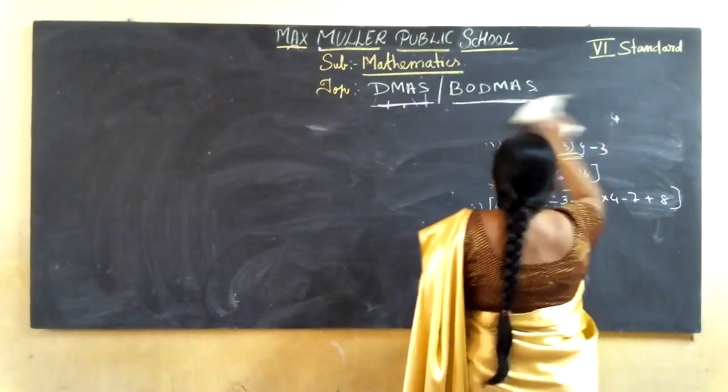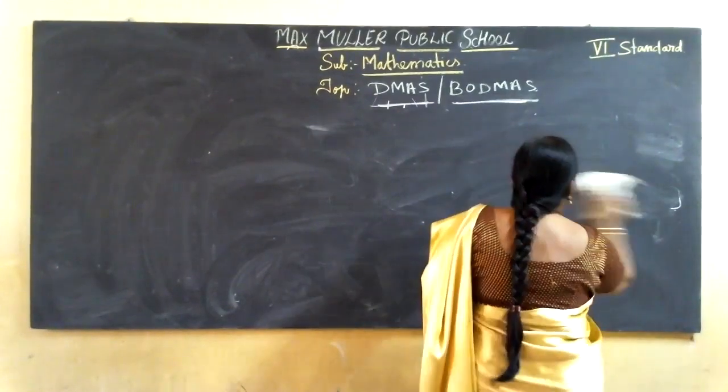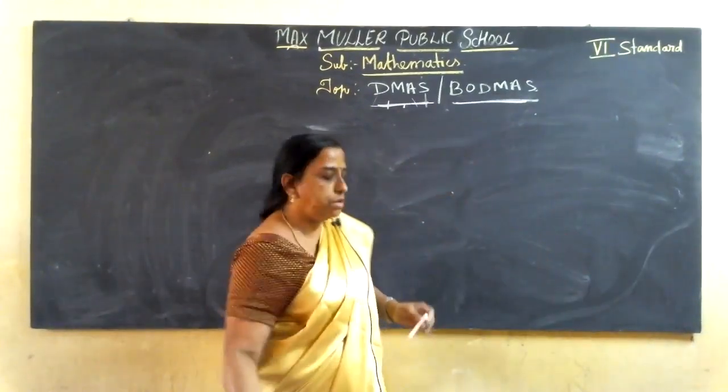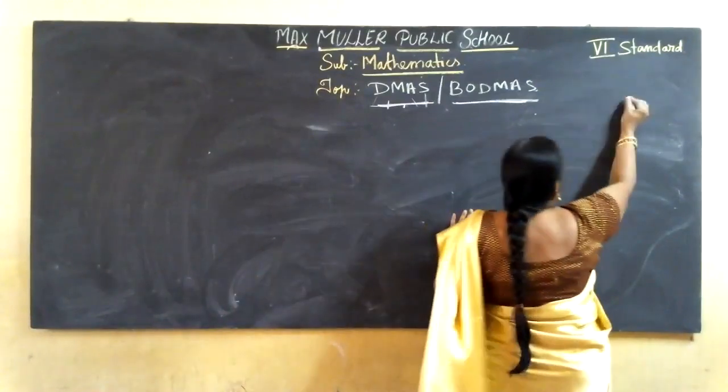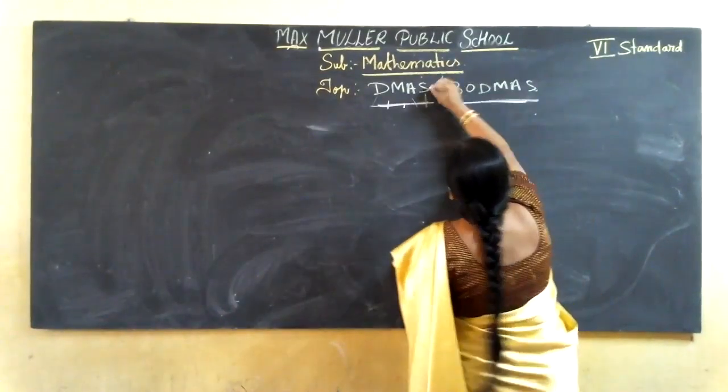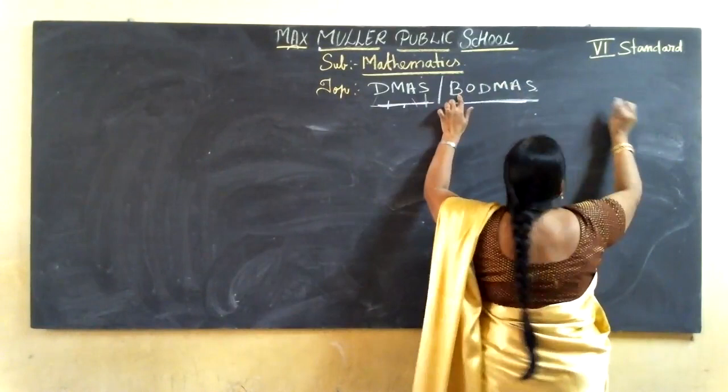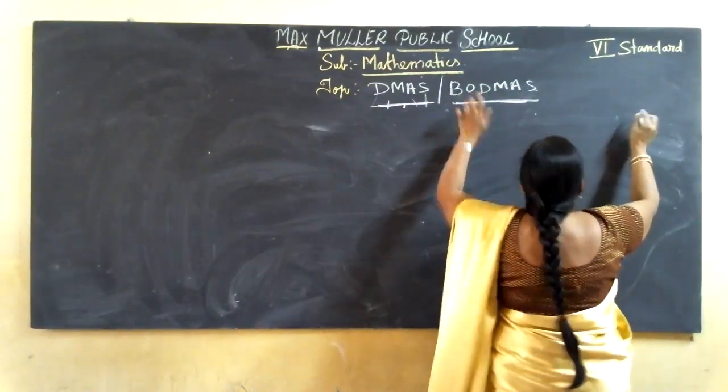Now let it be heading like that. DMAS rules and BODMAS rules. What you should find in here: if you get more than two operations, you should follow DMAS. Then if a bracket comes, you should follow BODMAS.